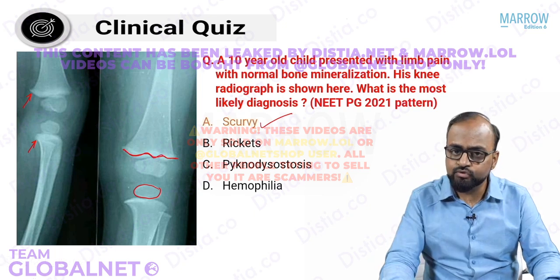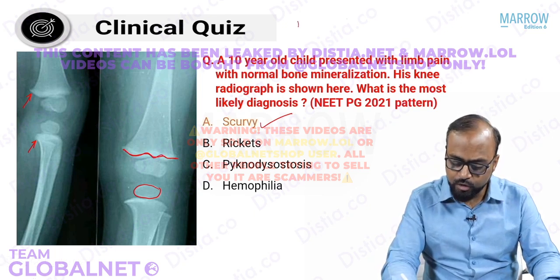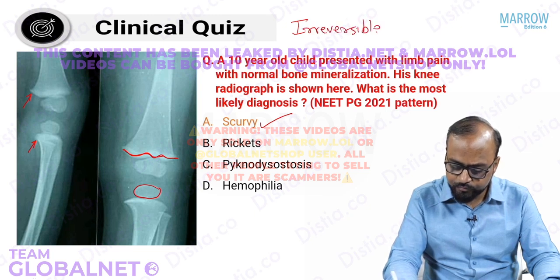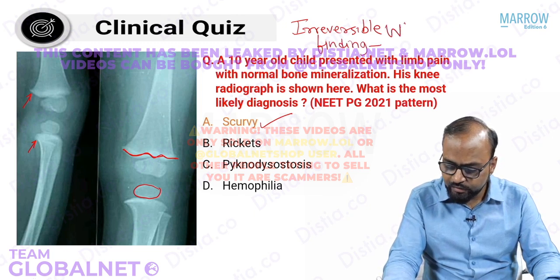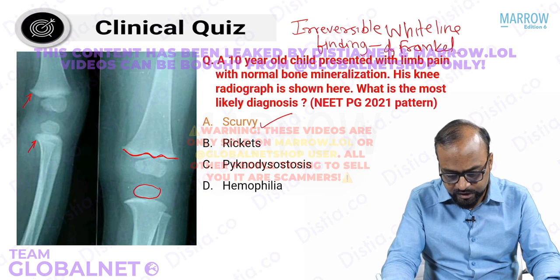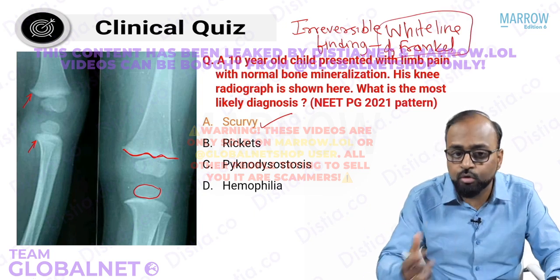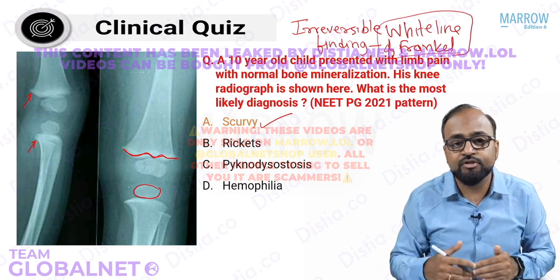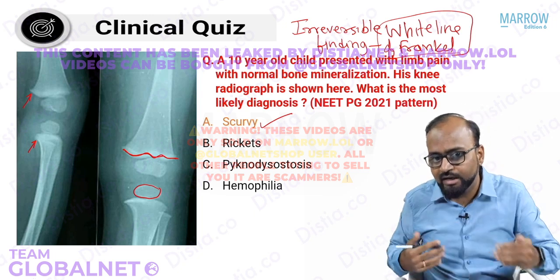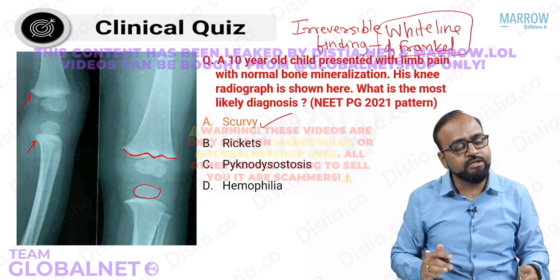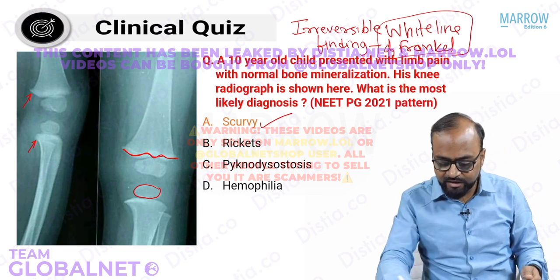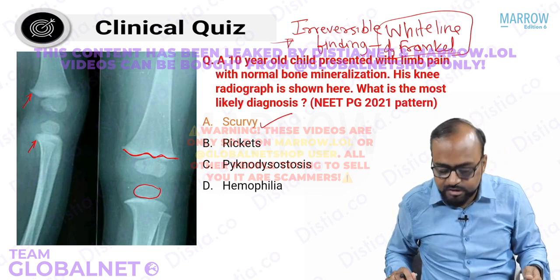So of the various findings of scurvy that we have discussed, the only irreversible finding is this white line of Frankel. When scurvy is treated, all the other findings will regress, they will go away. One finding will not go away, and that is this white line of Frankel, which, even if the bone keeps on growing in length, will be seen persistently for many years as a growth arrest line. So the white line of Frankel is the only irreversible finding which is seen in scurvy.